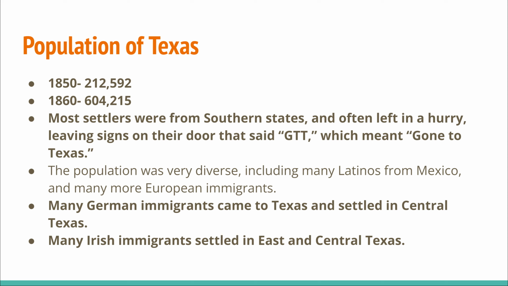It's going to include a lot of Latino people from Mexico, as well as European immigrants and people from the southern United States. So over the course of these 10 years, from 1850 to 1860, you have a lot of people going to Texas from everywhere. A lot of German immigration is going to come to Texas, and Irish immigration. Those are two different countries in Europe.